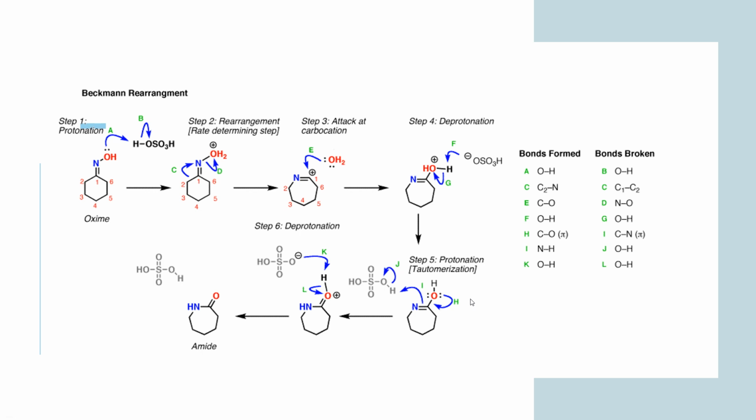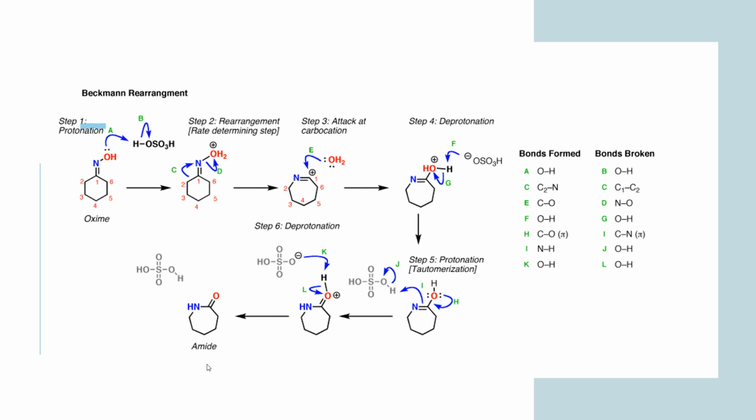Okay, and now you can say that tautomerism happens in this intermediate product, and you get this amide as the final product, which involved ring expansion in the reaction medium. Okay, so this is the simple mechanism which Beckmann rearrangement follows.